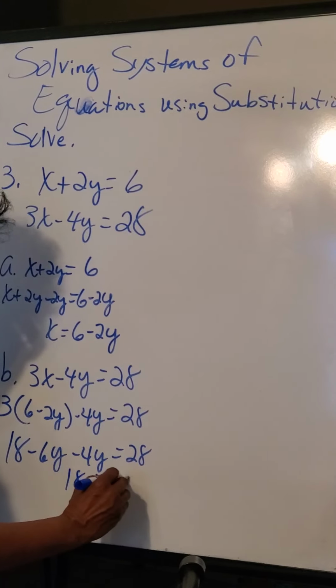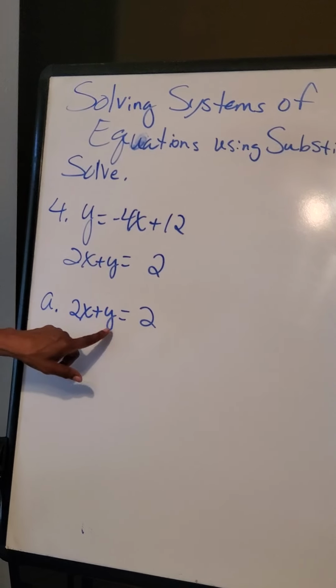Example 4. Y equals negative 4x plus 12 and 2x plus y is equal to 2. Again, looking at the two equations, a variable has been isolated in one of them in that first equation. So for my first part, I'll take the second equation and I'm going to substitute a negative 4x plus 12 for my y.